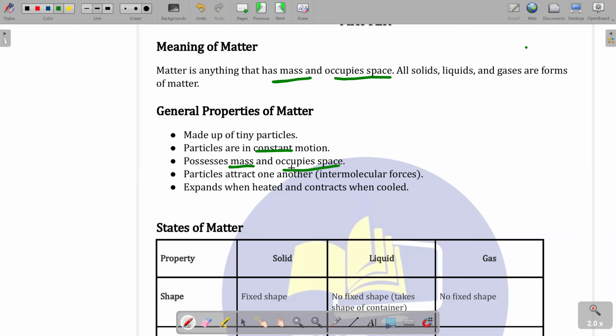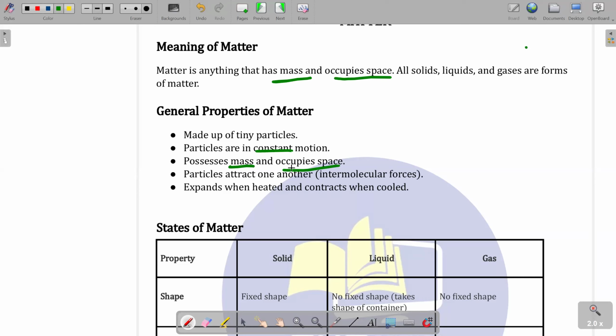Now let's look at the various states of matter and their properties. Try to make comparisons between the three states of matter that we are discussing, which are solid, liquid, and gas. We can have other states, but majorly we are focusing on solid, liquid, and gases. Looking at shape, solid has a fixed shape because of the way the particles are arranged. Unlike liquids and gases, they do not have any fixed shape. Usually, they take the shape of whichever container you keep them in.